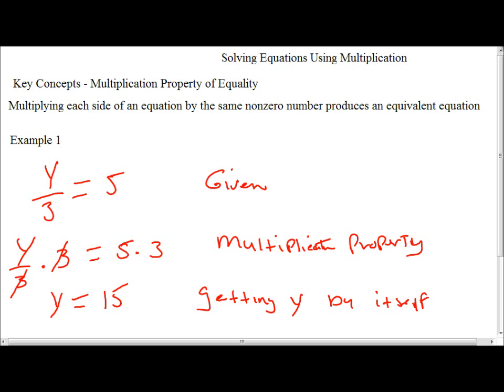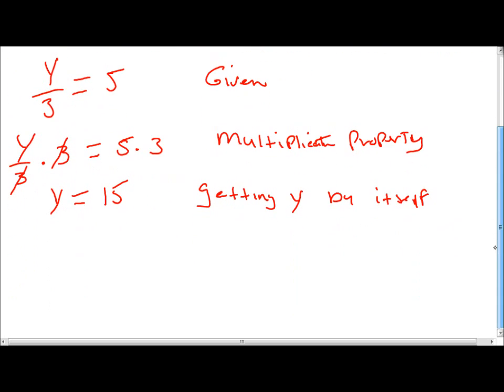Okay, so now the only thing we need to do, since we've come to the conclusion that y is 15, is check it to make sure that our answer is correct. We don't need an answer choice to do that. All we do is check it, and we check it by replacing. We replace y with 15, so then that will give us 15 over 3 is equal to 5. And of course, if we divide 3 into 15, we will definitely get 5 is equal to 5.